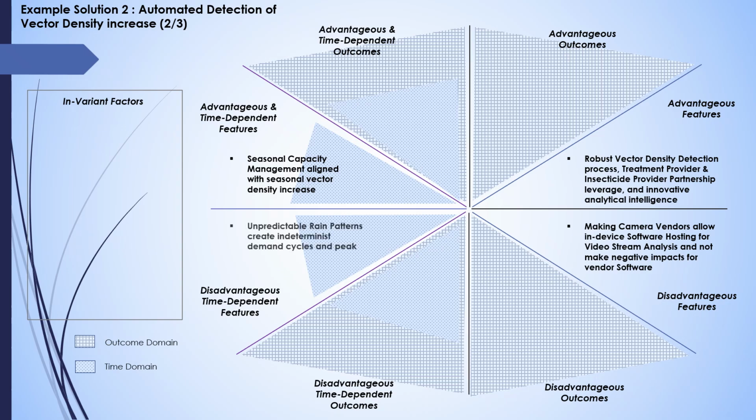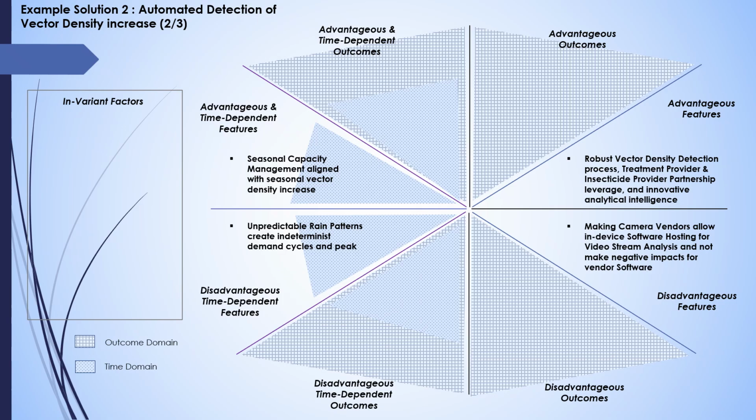But time also brings a disadvantageous feature, one that's fundamentally harder to manage. Unpredictable rainfall patterns create indeterminate demand cycles and capacity peaks. Unlike seasonal variation, which is broadly foreseeable, rainfall unpredictability is, by definition, difficult to plan for.